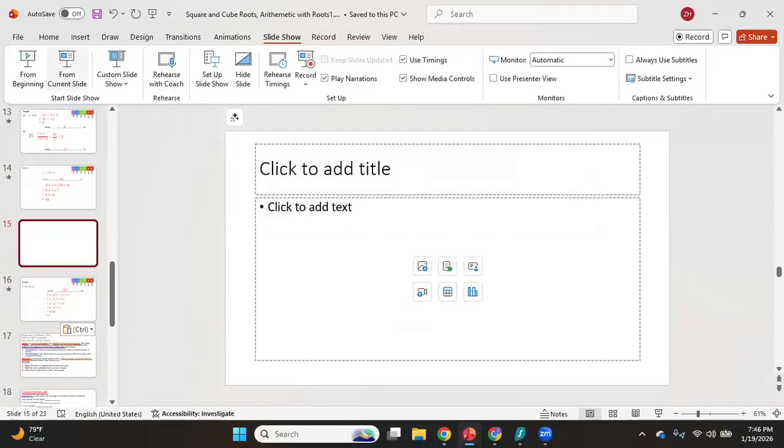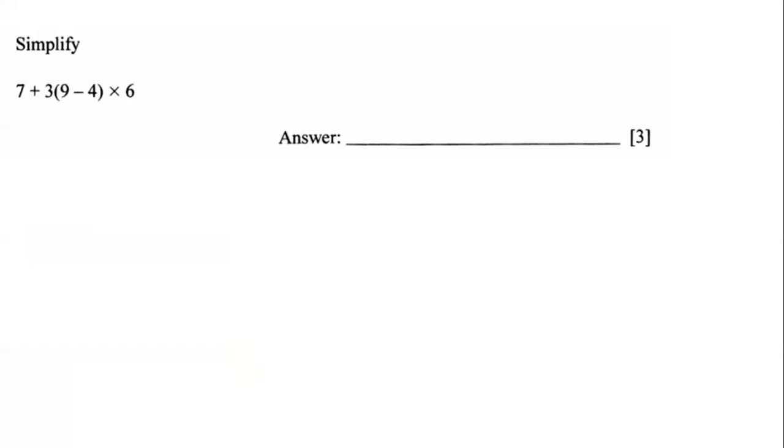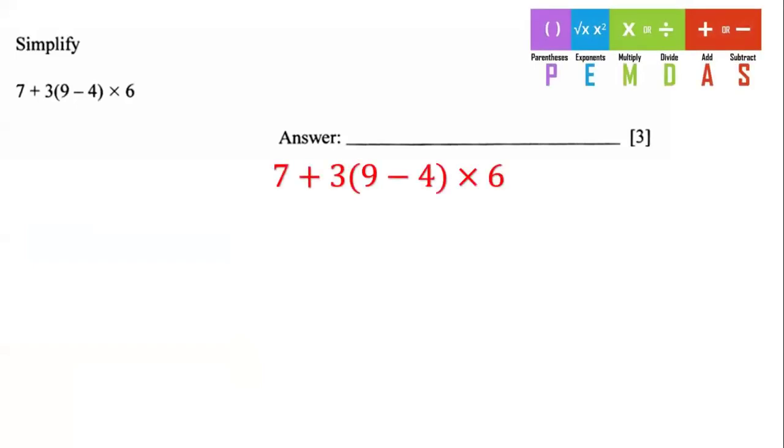For this one, we have 7 plus 3, open bracket, 9 minus 4, close bracket, times 6. Y'all should be experts in this. What is the first thing that we're going to do? Parentheses. Yes, so we have to do the parentheses. It's going to be 9 minus 4, and 9 minus 4 is 5.